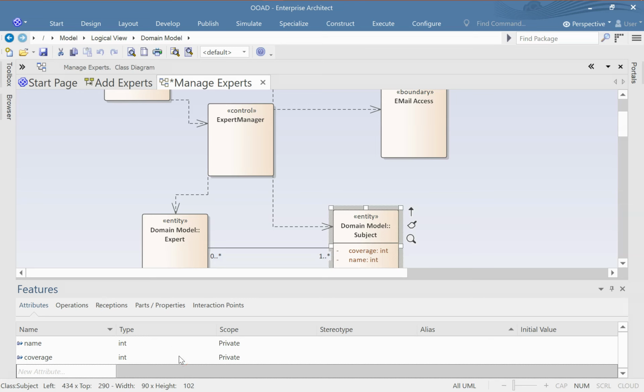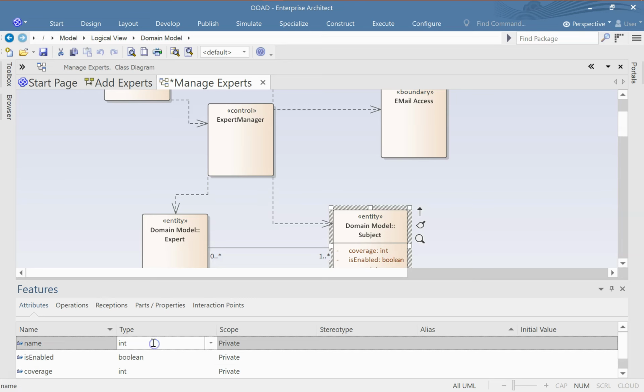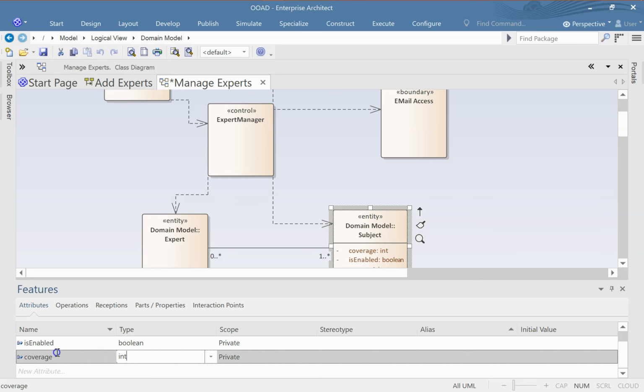Remember, a minimum number of approved questions is required. Unless that minimum number of questions which have been approved are there, it cannot be used for scheduling of tests. So let's say is enabled. Now is enabled would be boolean, true or false. Name would be string. Coverage would also be string.